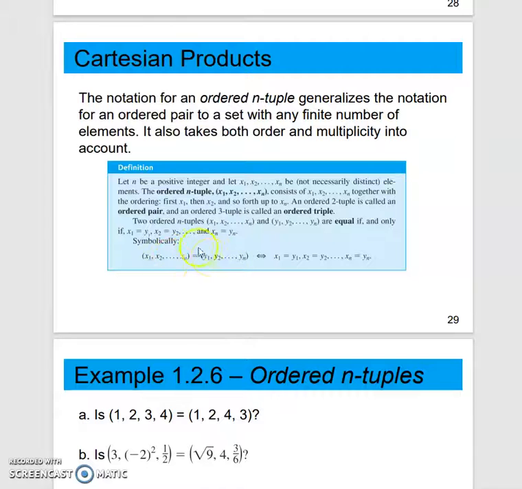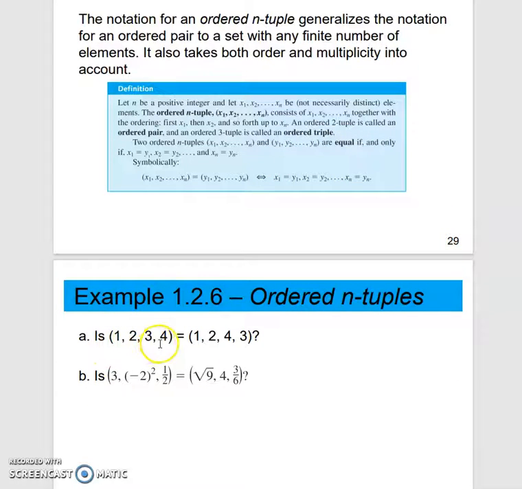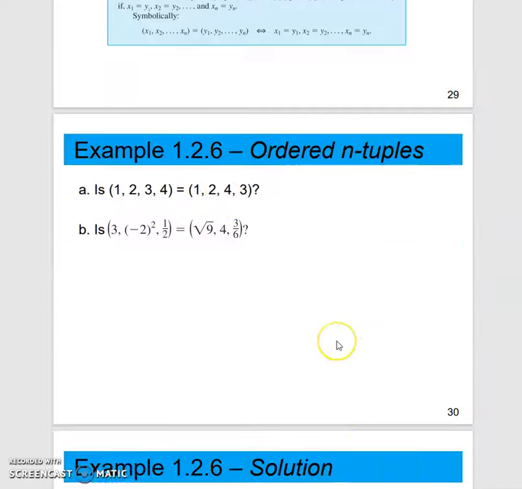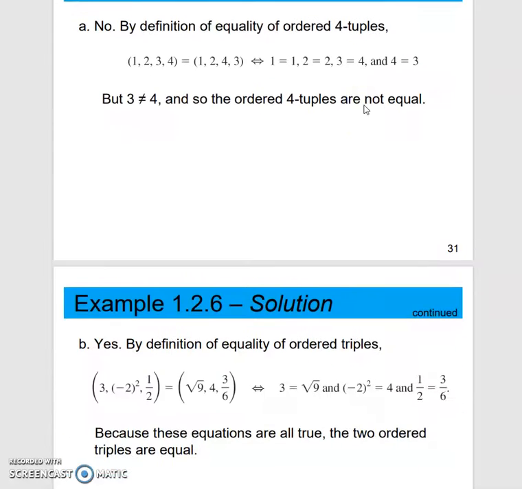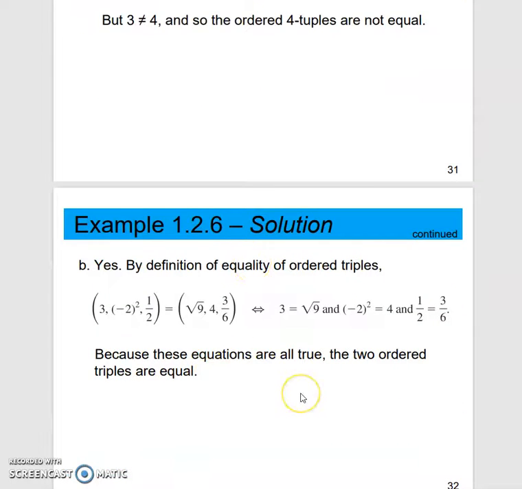And again, in order for two of them to be equal, each element of all of them in order has to be equal. So is (1, 2, 3, 4) equal to (1, 2, 4, 3)? No, it's definitely not, because all of them need to be equal and in the same order, and that is not the case. However, (3, (-2)², 1/2) is equal to (√9, 4, 3/6). Again, those are different ways of expressing the same thing, so we would say they are equal to each other.